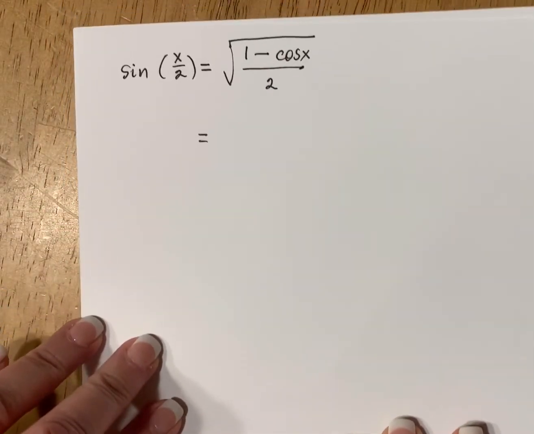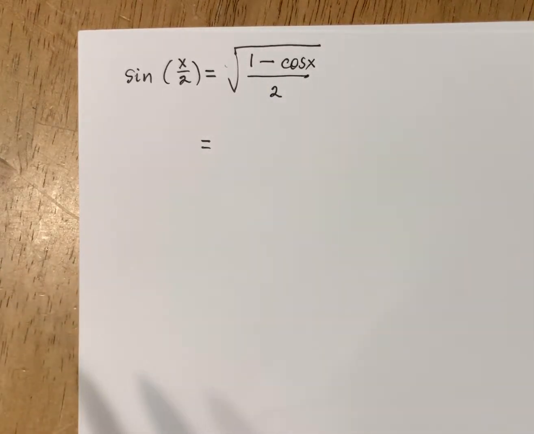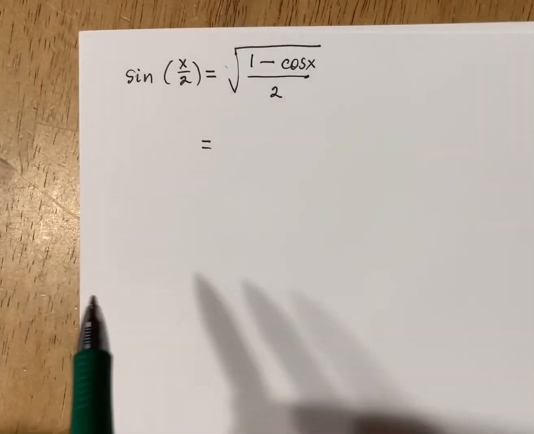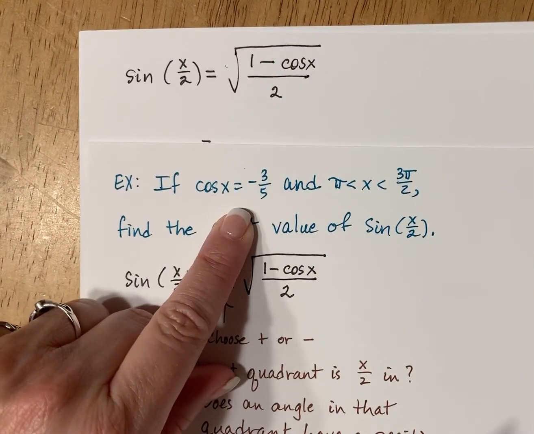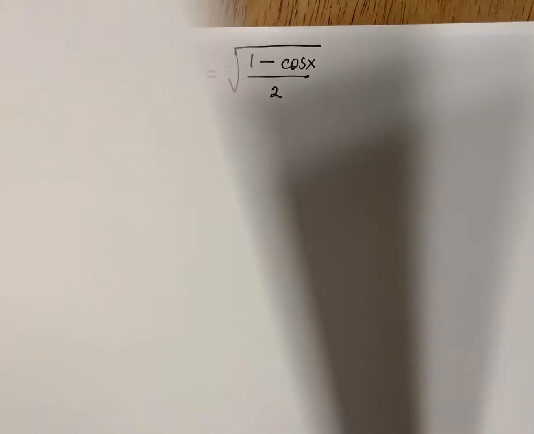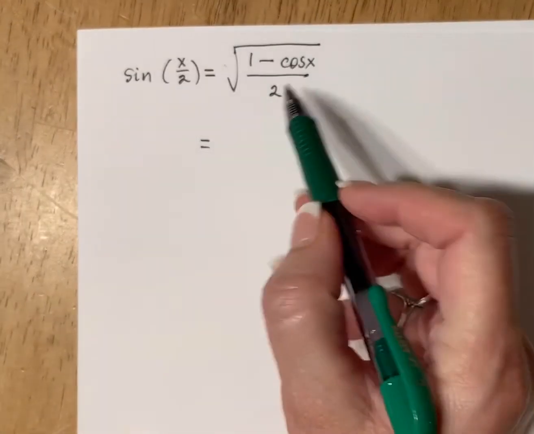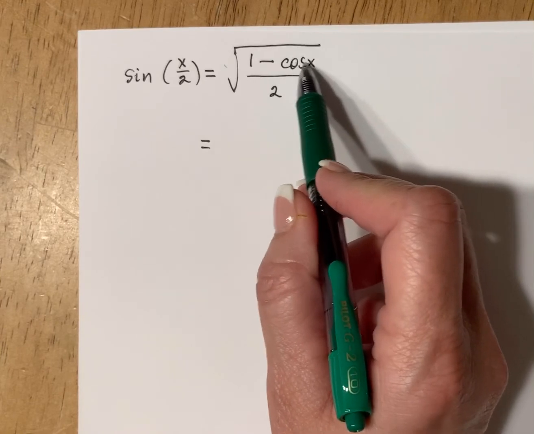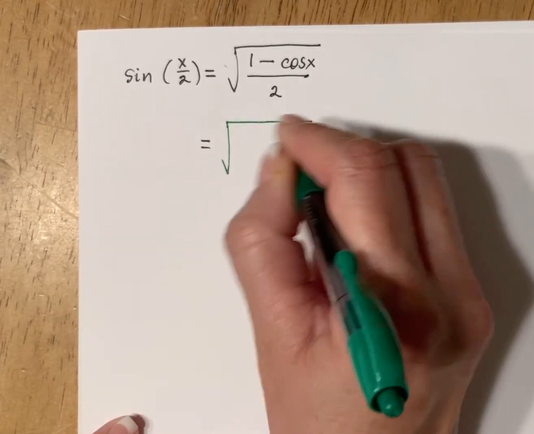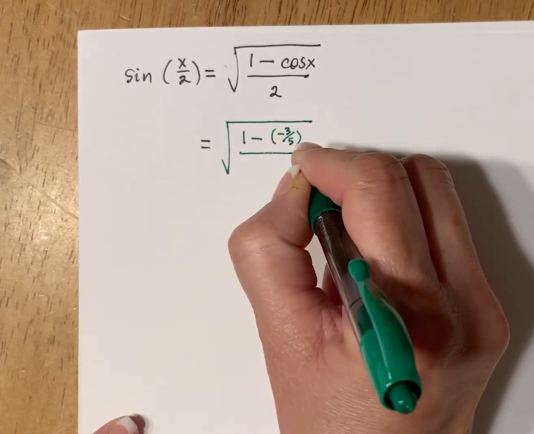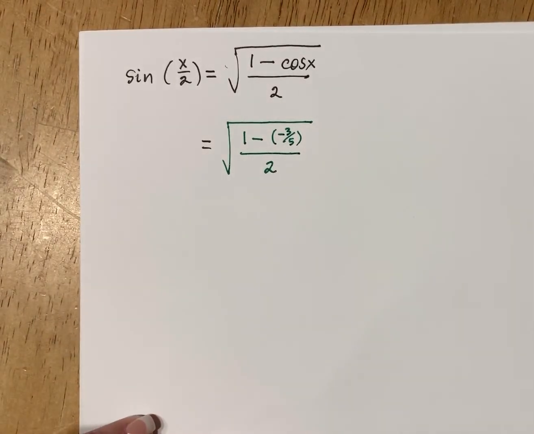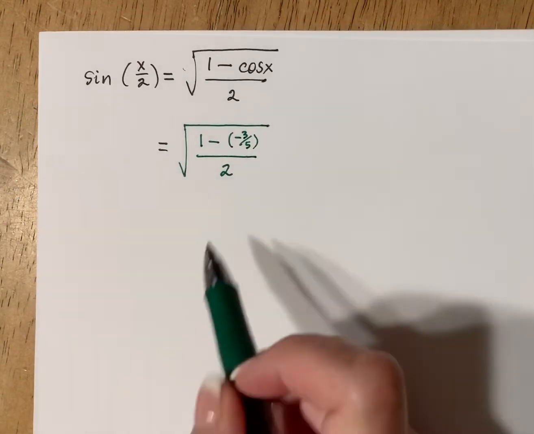Okay, so this is the formula that we'll use. I didn't put the plus because it'll automatically be positive if you don't put anything. Now, for this particular one, we will need to know the cosine of x, and that was actually given, so we don't have to draw a reference triangle and figure it out. We can just substitute in negative 3/5 in place of the cosine of x. So we're going to have the square root of 1 minus negative 3/5, all divided by 2. Now, these are often a little tricky to work out.